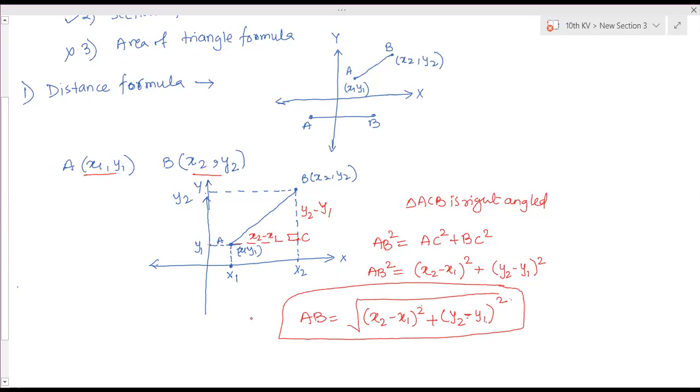Is it clear? Formula clear? How you got the formula? Yes, ma'am. So write down this first and then we will do the different types of questions. Three, four types of questions are there in this part, distance formula.